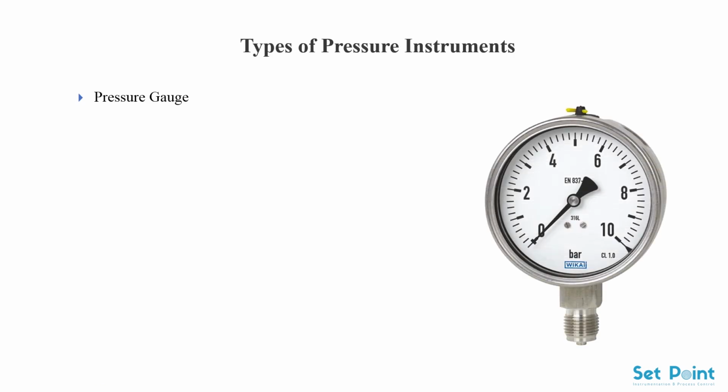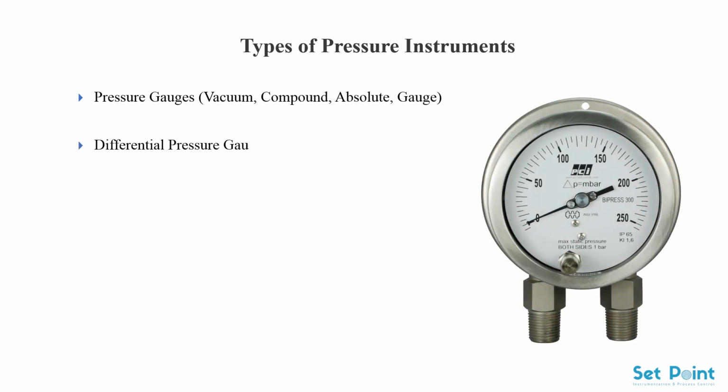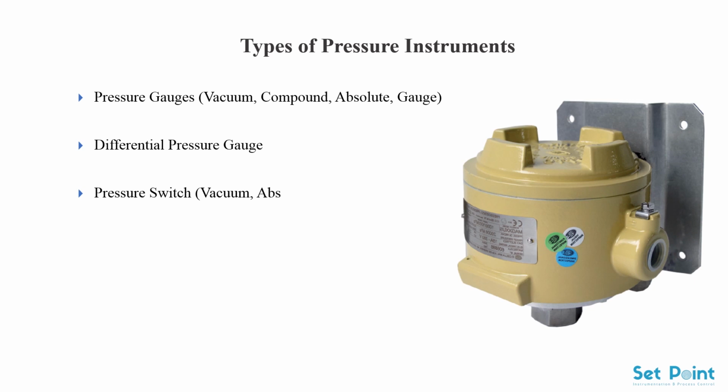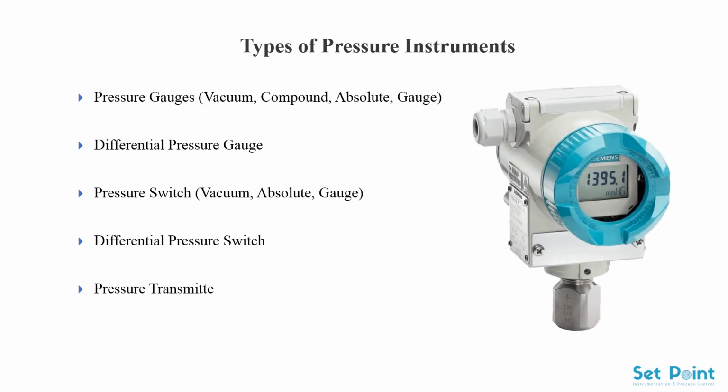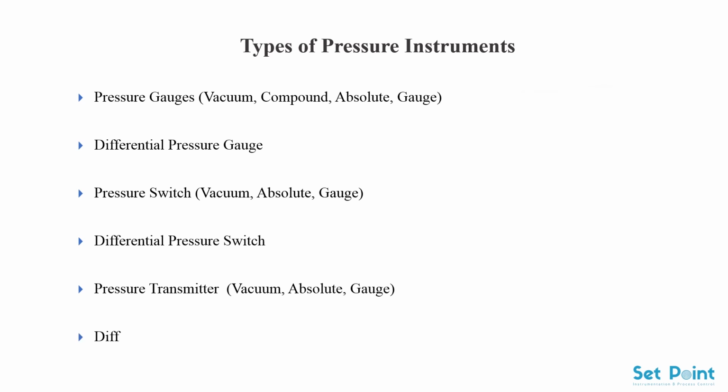Types of pressure instruments. Pressure gauges: vacuum, compound, absolute, gauge. Differential pressure gauge. Pressure switch: vacuum, absolute, gauge. Differential pressure switch. Pressure transmitter: vacuum, absolute, gauge. Differential pressure transmitter.